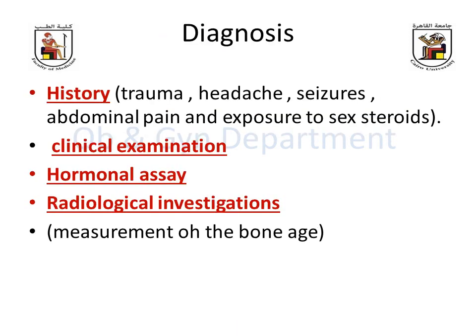How can we proceed for diagnosis? History is important: exposure to trauma, headache, seizures, abdominal pain, exposure to sex steroids. Then after you take history from your patient, you plan for proper examination with attendance of one of your parents, clinical examination, and then you are going to send your patient for hormonal assay according to the data you got from history and clinical examination or radiological investigation. The most important radiological investigation is measurement of the bone age, because by this you will classify your patient, you will plan for her.